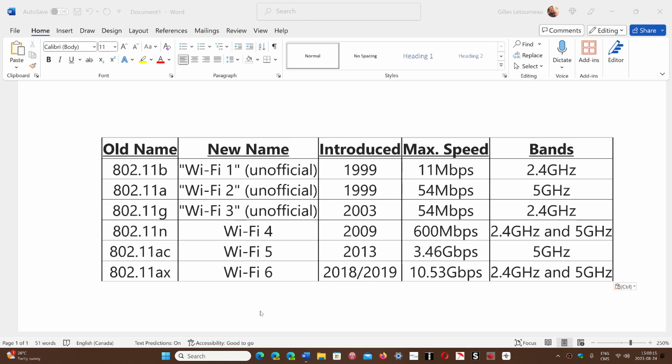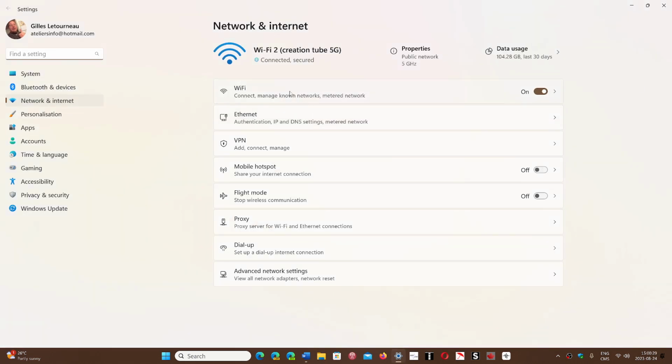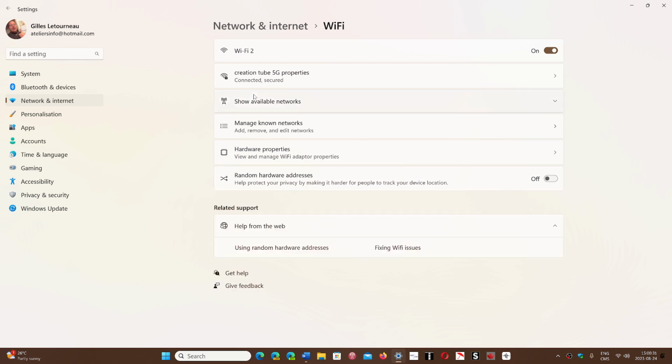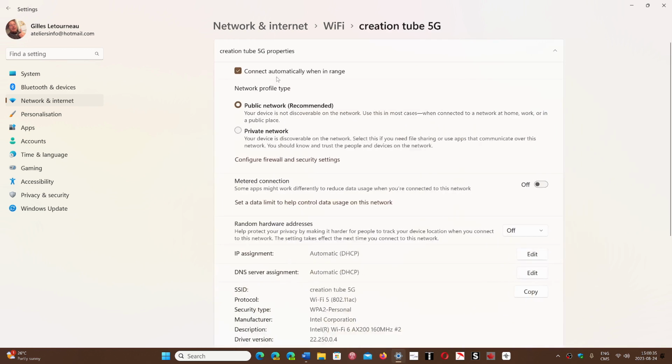So first of all, if you want to know what you have, what you could do is, of course, right-click on your Wi-Fi icon and go into Network and Internet Settings. In here, if you look at your Wi-Fi connectivity and you look at your own network that you're connected on, you will see all sorts of details, including the protocol that you're connected: Wi-Fi 5, 802.11ac is what I have on this machine.